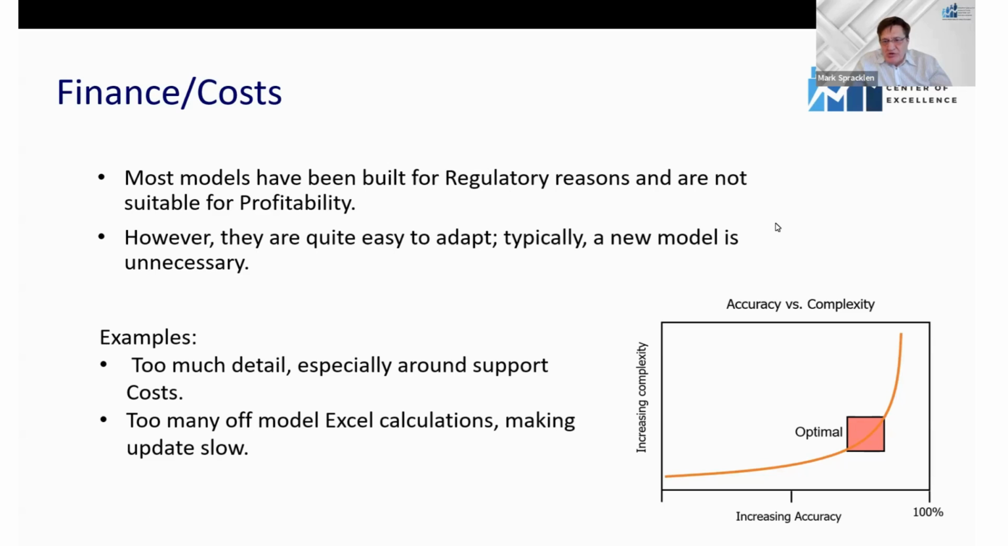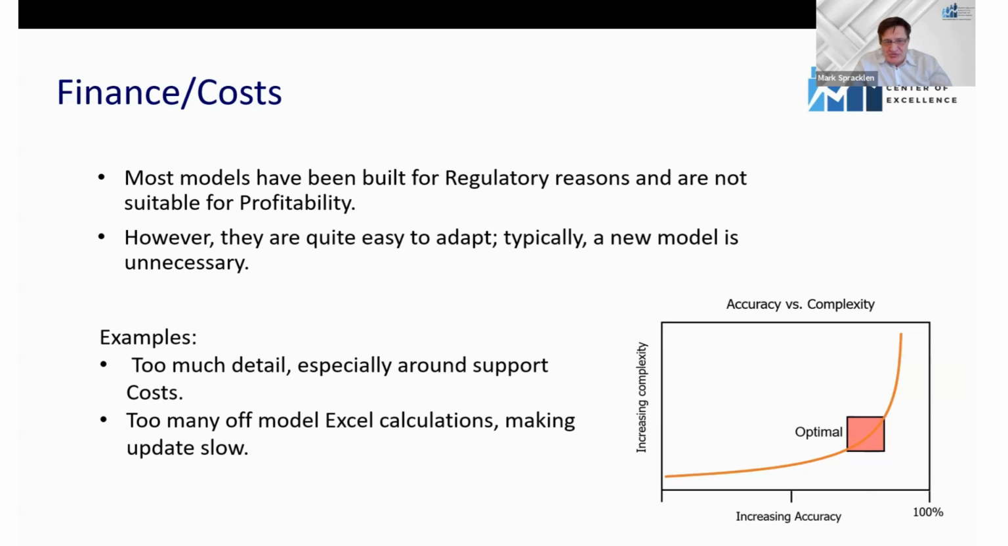Because profitability models, you really need to have them current. Regulatory models are normally updated once a year. Profitability models really need to be updated every sort of 3 months. If they're not current, then people just won't trust the results.